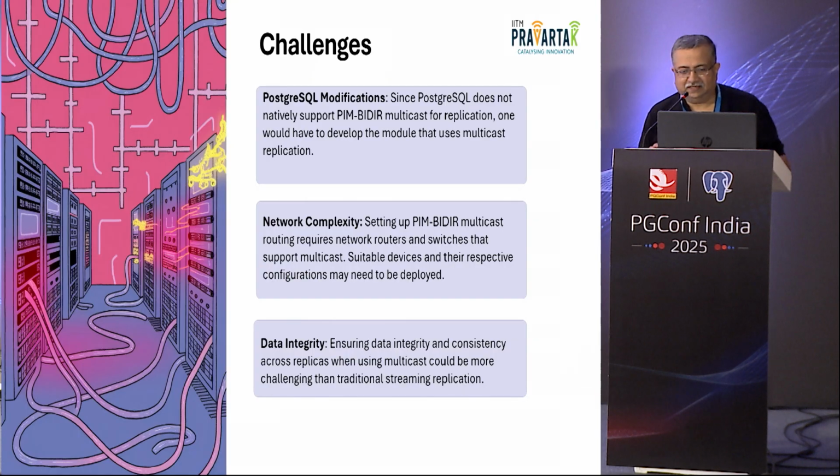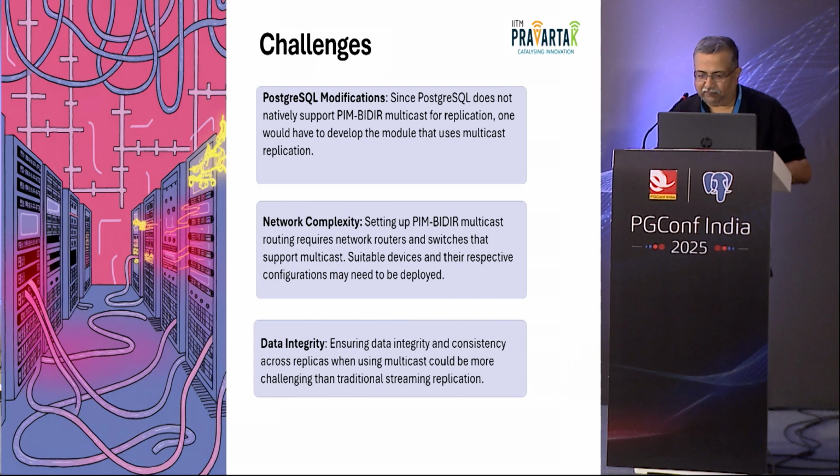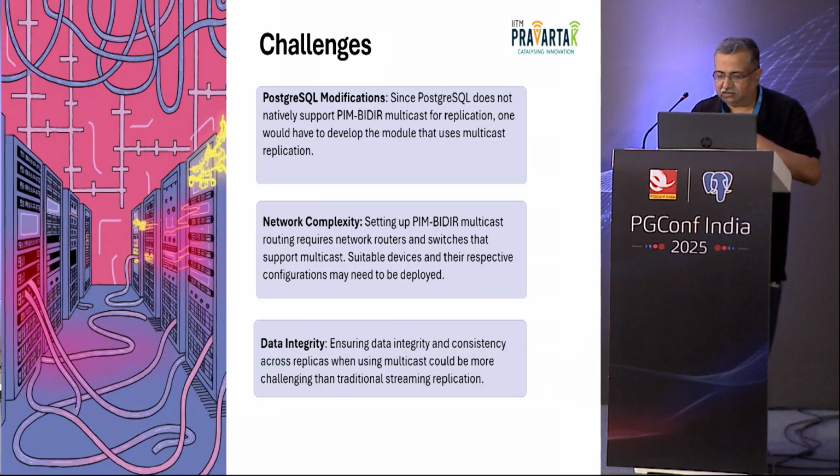So what are the challenges? We have to test this thing properly. We have to make sure that whatever modules we're building into Postgres are error-proof and recovery mechanisms are in place for this to happen. Network complexity: setting up PIM-BIDIR multicast routing requires network switches and routers that have to be configured with multicast. And of course, data integrity is important. Using multicast could be more challenging than traditional streaming replication.